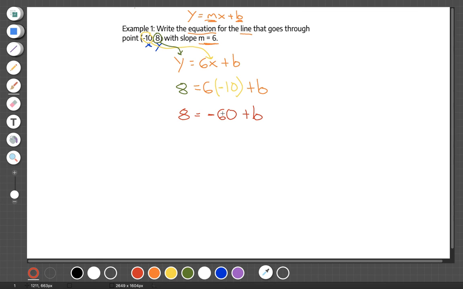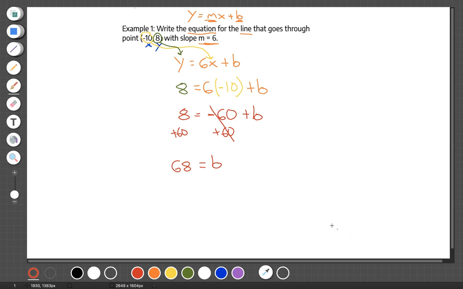Now I can actually solve this. It's a one-step equation. I'm just going to add 60 to both sides, trying to get the b by itself. So I've got to get rid of this -60. Even though it's adding, it's a -60, so I added 60. 60 plus 8 is 68. Those cancel out, so I have equals b.